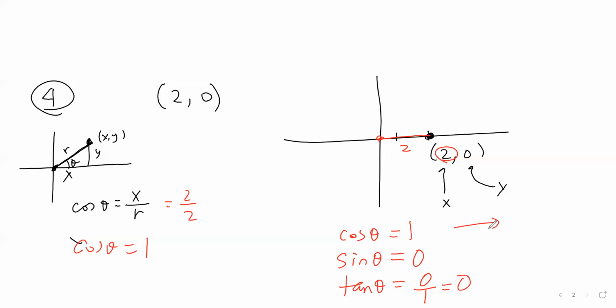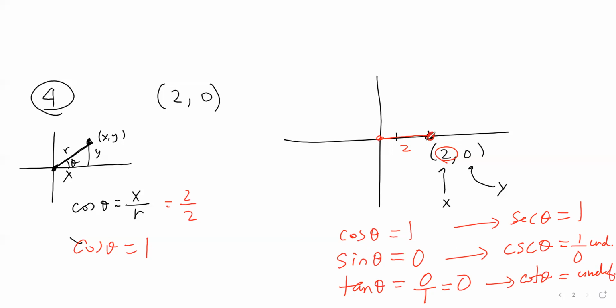Now if you do the reciprocals, secant theta will be 1, because the reciprocal of 1 is 1. And cosecant, the reciprocal of 0, is undefined, because you will have 1 over 0, which is undefined. And same thing here, the reciprocal of tangent is cotangent, and that's also undefined. So for points lying on the x-axis and y-axis, that's exactly how we do it. Cosine will always be 1, and sine will always be 0 on the x-axis. If your point is on the y-axis, then it's just the other way around.